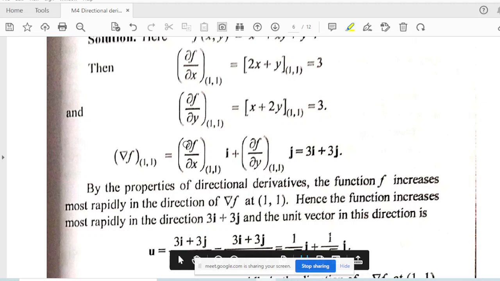We have to put these values. So we are finding dou f by dou x at 1, 1 and dou f by dou y at 1, 1.